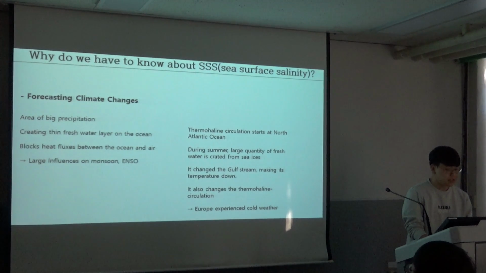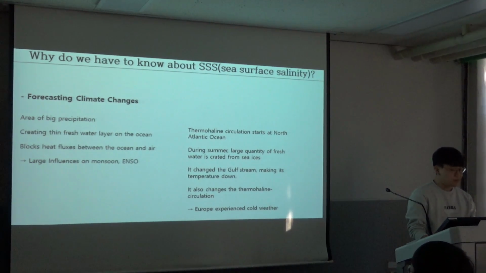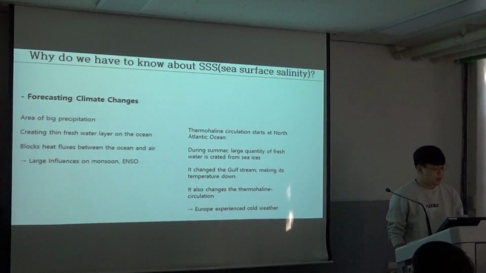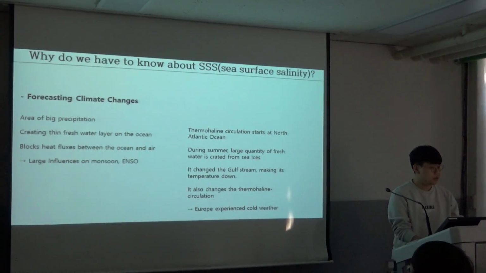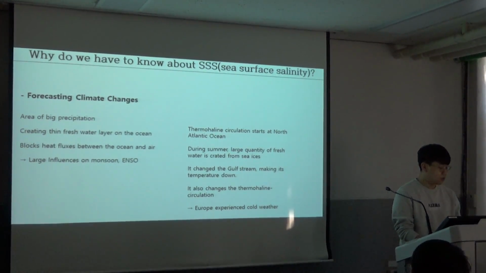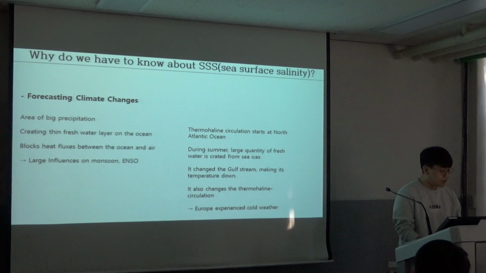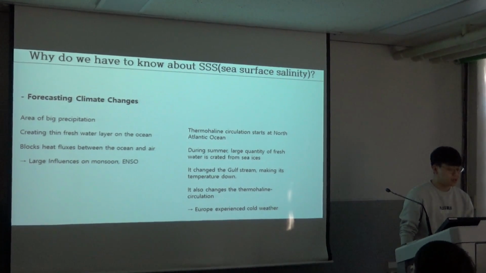First of all, there are some reasons for measuring sea surface salinity, but they share the same objective: forecasting the weather and climatic changes. For example, in an oceanic area with high precipitation, like the equator or tropic region, there will be many more rainy days. So additional fresh water will be added during rainfall, forming a thin freshwater layer. This thin freshwater layer blocks heat exchange or heat transportation between water and air. So it gradually influences ENSO and the monsoon.